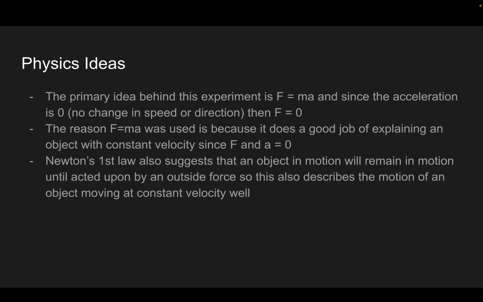The main idea is Newton's second law, which is F equals ma, and you can see that the acceleration is given as 0 since the problem specifies there's no change in speed or direction, and then F equals 0. And the reason F equals ma was used as a way to model this problem is because it does a good job of explaining an object with constant velocity, since F and a equal 0 in this case. And Newton's first law also talks about this case, where it says an object in motion will remain in motion until acted upon by an outside force. So this is that special case of the second law.